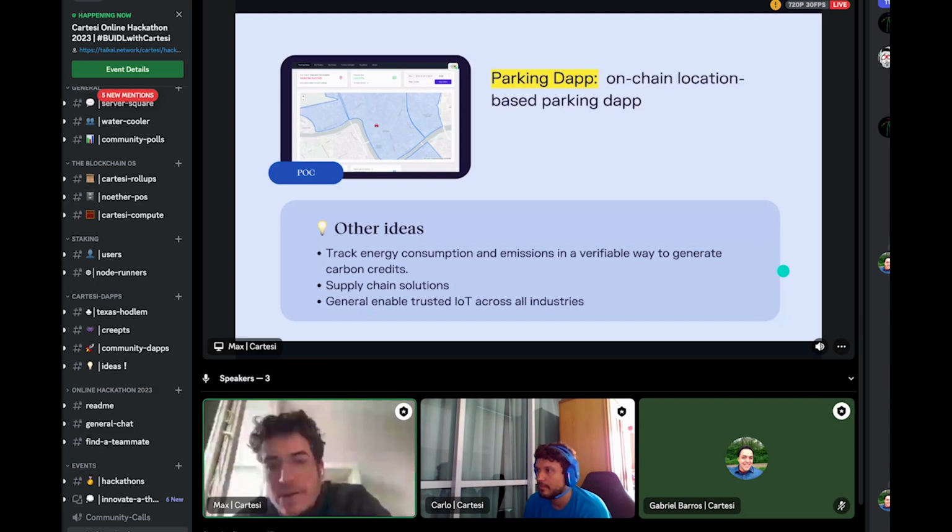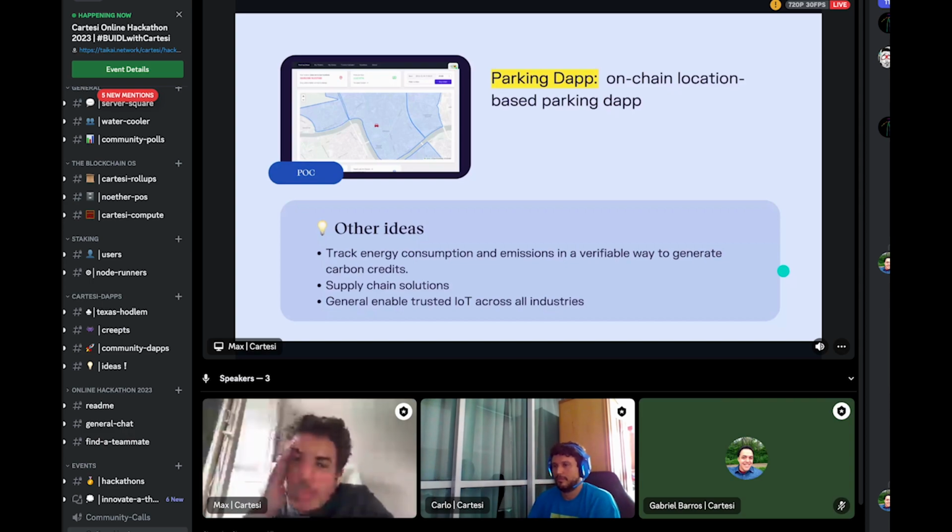IoT, very interesting indeed in terms of verifying and monitoring, and then you can always have these triggers on chain, like issuing a certificate, issuing a token, a carbon credit, etc. A lot of end-to-end solutions here that you can build out with Cartesi.